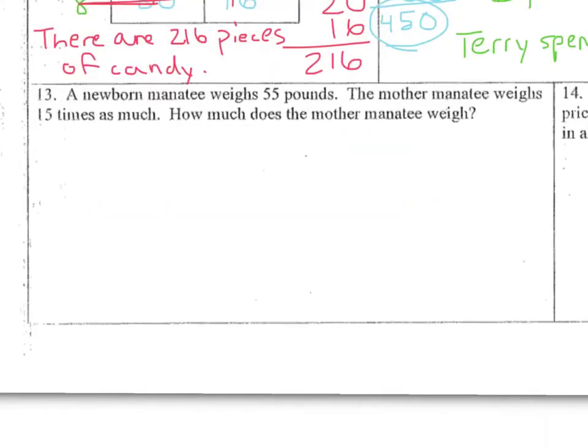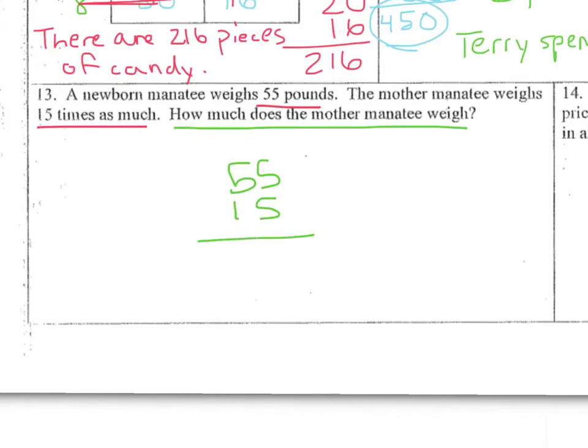Alright, number 13. You can go ahead and pause and read the question. Alright, there's some important information. Now let's go ahead and answer that green question there. How much does the mother manatee weigh? So we have 55. Whoops, let's move that down a little bit. 55 times 15, because it's 15 times as much. So I'm just going to show you the standard algorithm.